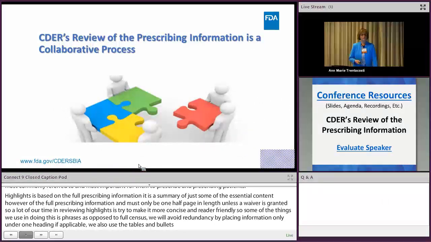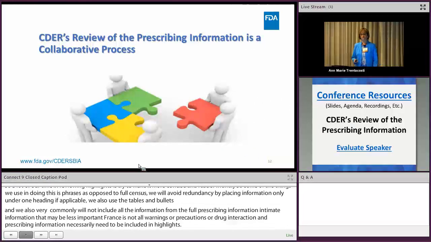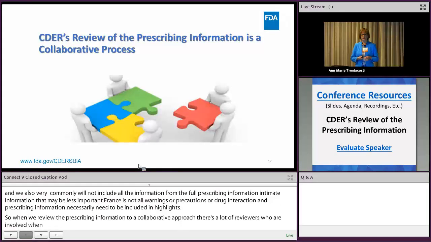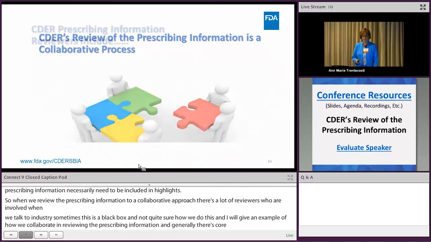So when we review the prescribing information, it's a collaborative approach. There's a lot of reviewers who are involved. When we talk to industry, they sometimes feel like this is a black box. I'm not quite sure how we do this. So I'm going to give you an example of how we collaborate in reviewing the prescribing information. Generally, there's core reviewers, and then there's adjunctive reviewers. I'm going to list some of them, but there are many others who could be involved in the application and labeling based on what type of product it is.